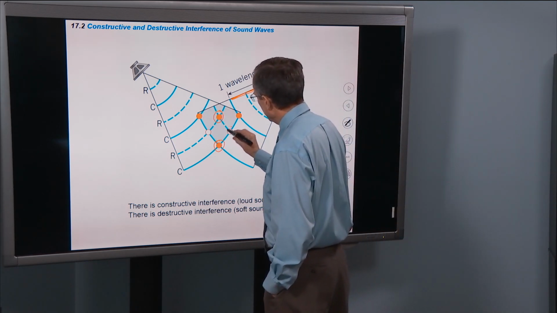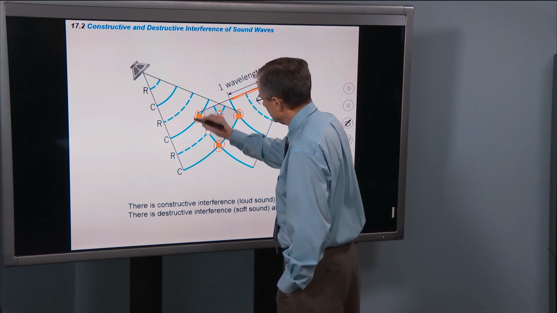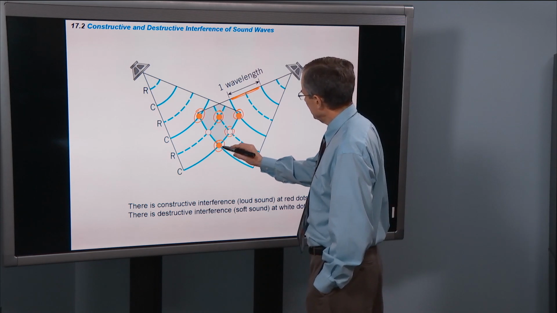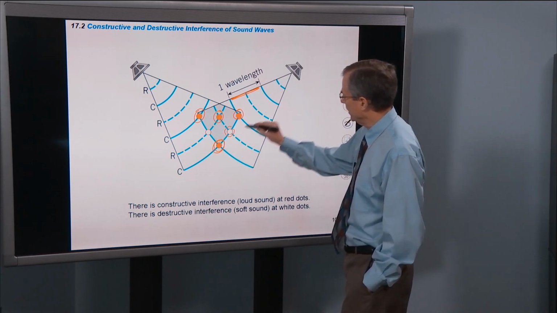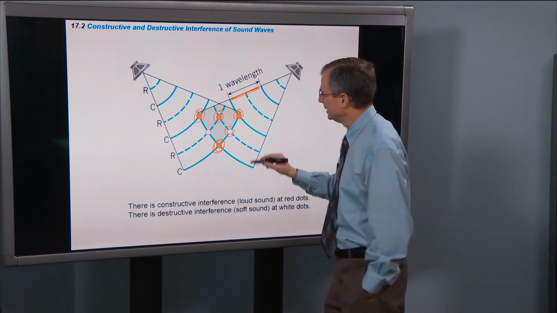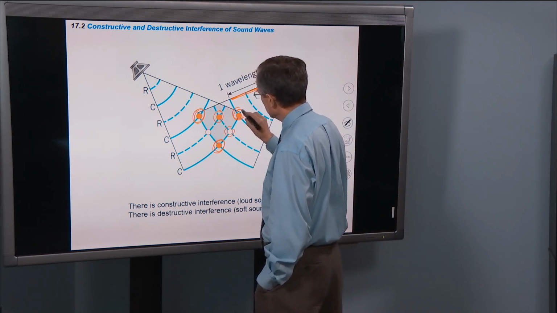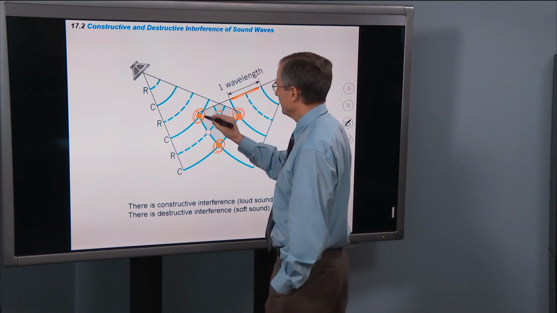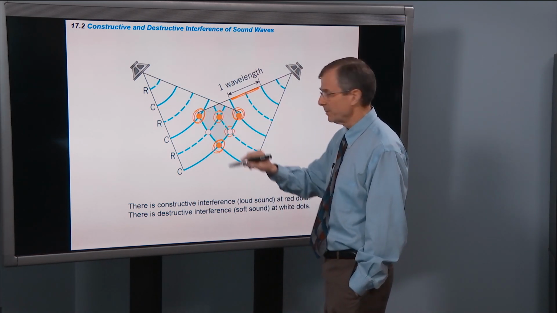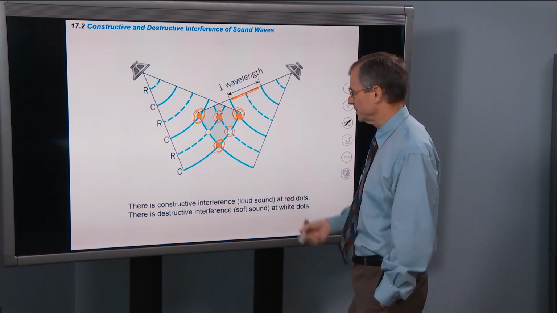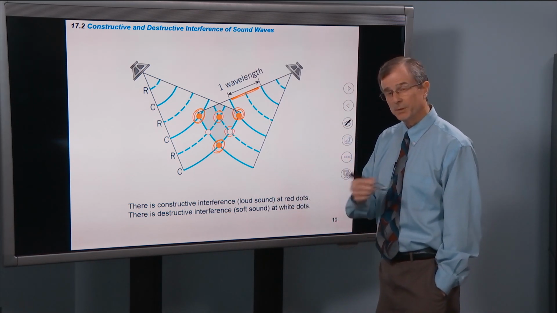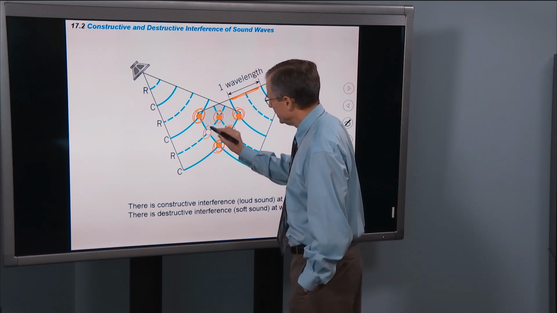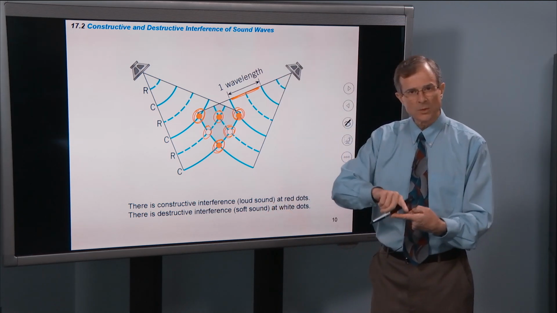But at these other points, at these red dots here, we got crests overlapping, and you'll notice that this point is the symmetric point. It's equidistant from the two speakers. But we've got constructive interference also here and here. Those are not symmetric points, and the distance from one is different from the distance from the other, but we still get constructive interference. And we'll talk about what distances will give you constructive versus destructive in just a minute. We've got destructive interference at these 2 points because we've got a crest overlapping with a trough.